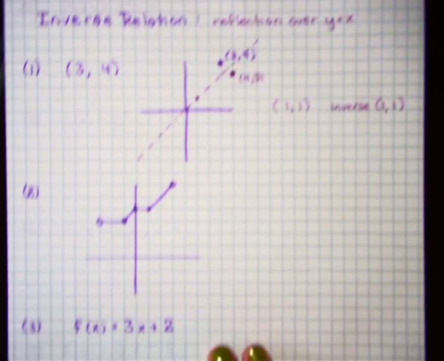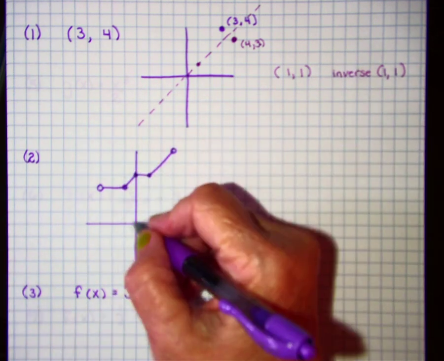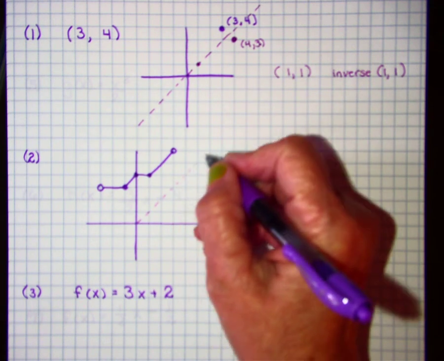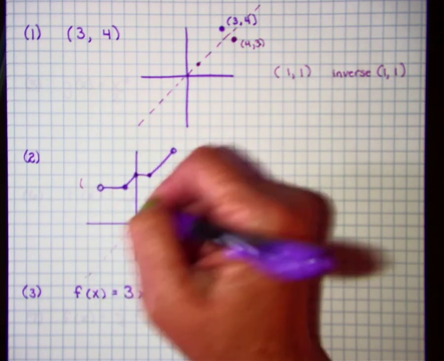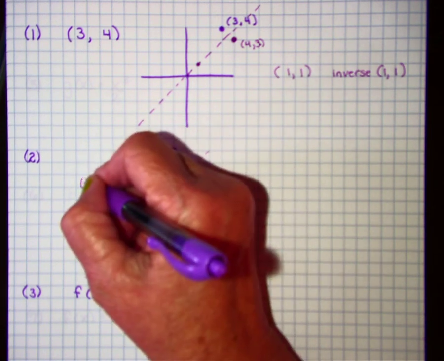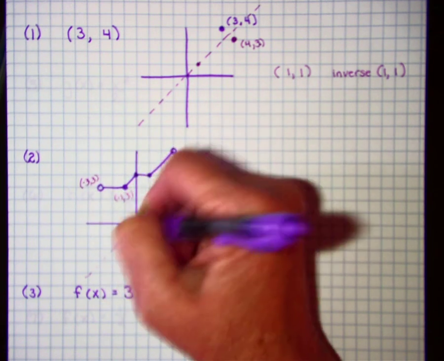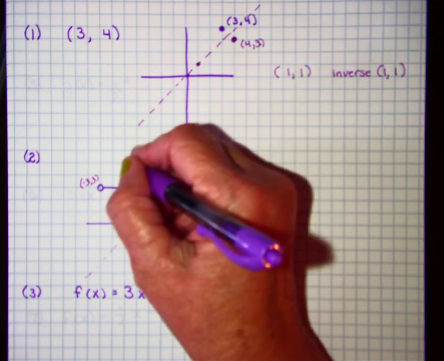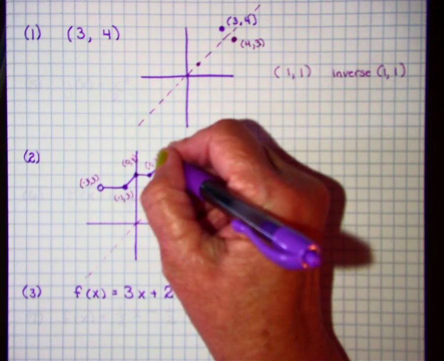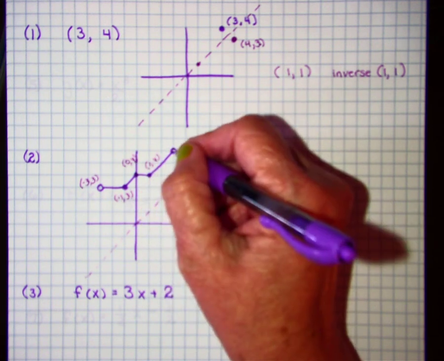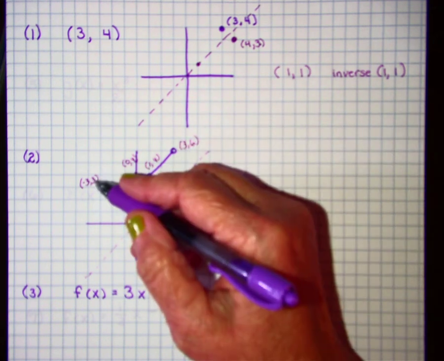Now, if I want to do a reflection over the y equals x line, which is, again, right here, I want to look at the inverse of a problem. All I have to do is plot the points. So this is negative 3, 3. This is negative 1, 3. This is 0, 4. 1, 4. And 3, 6. Okay? All I have to do is take these points and flip them.